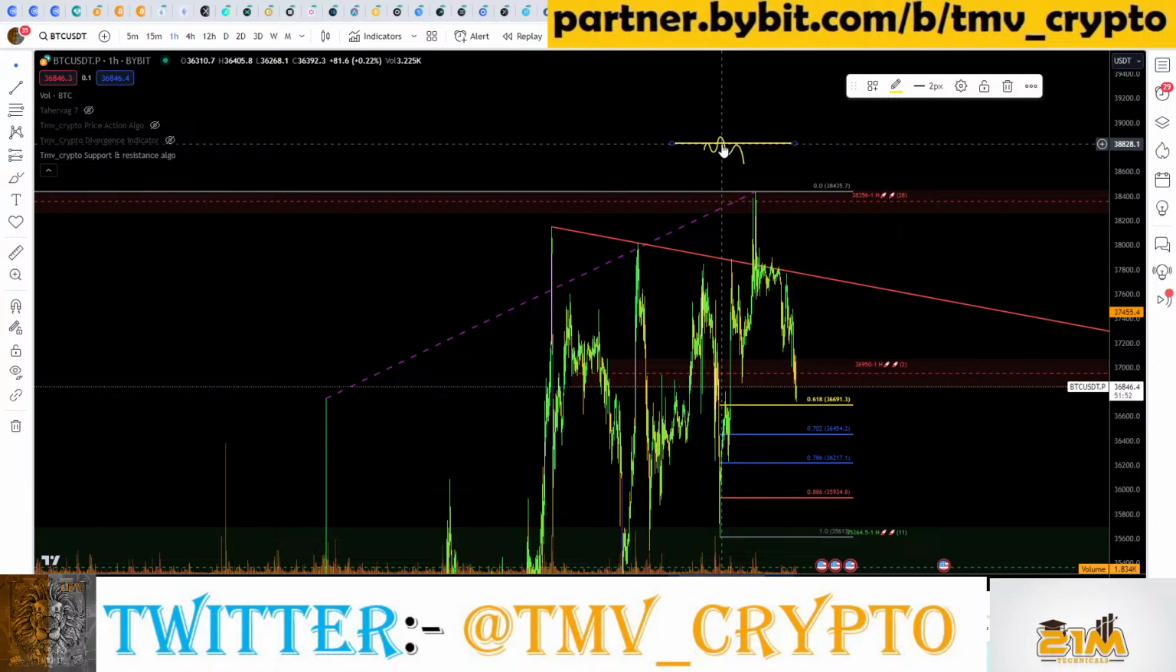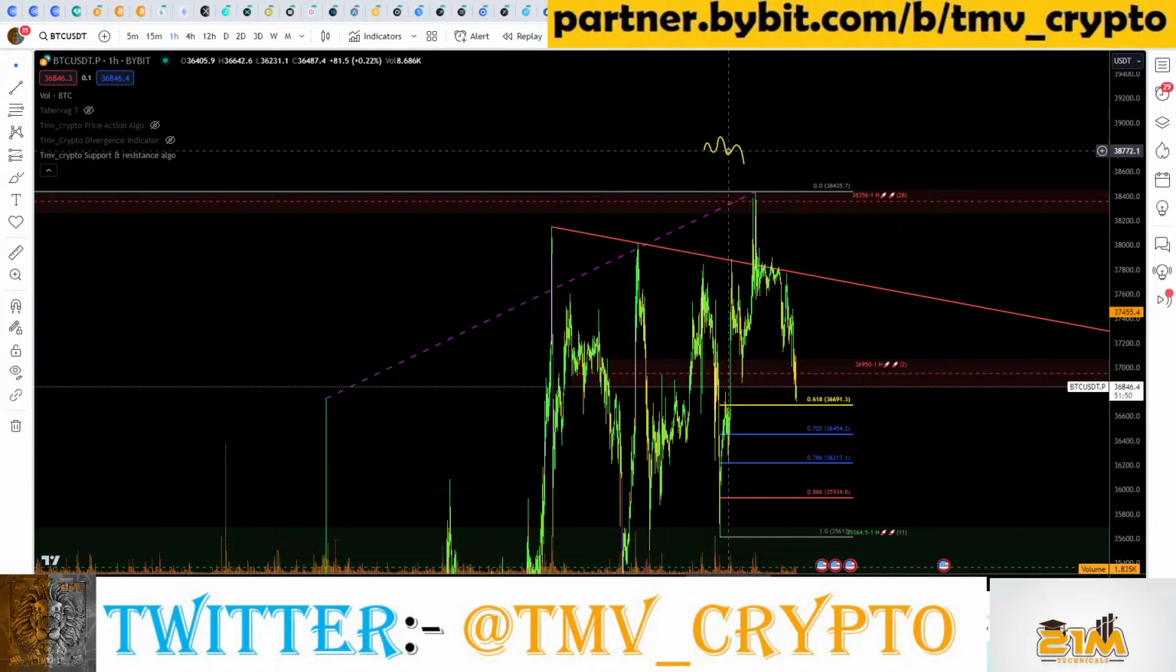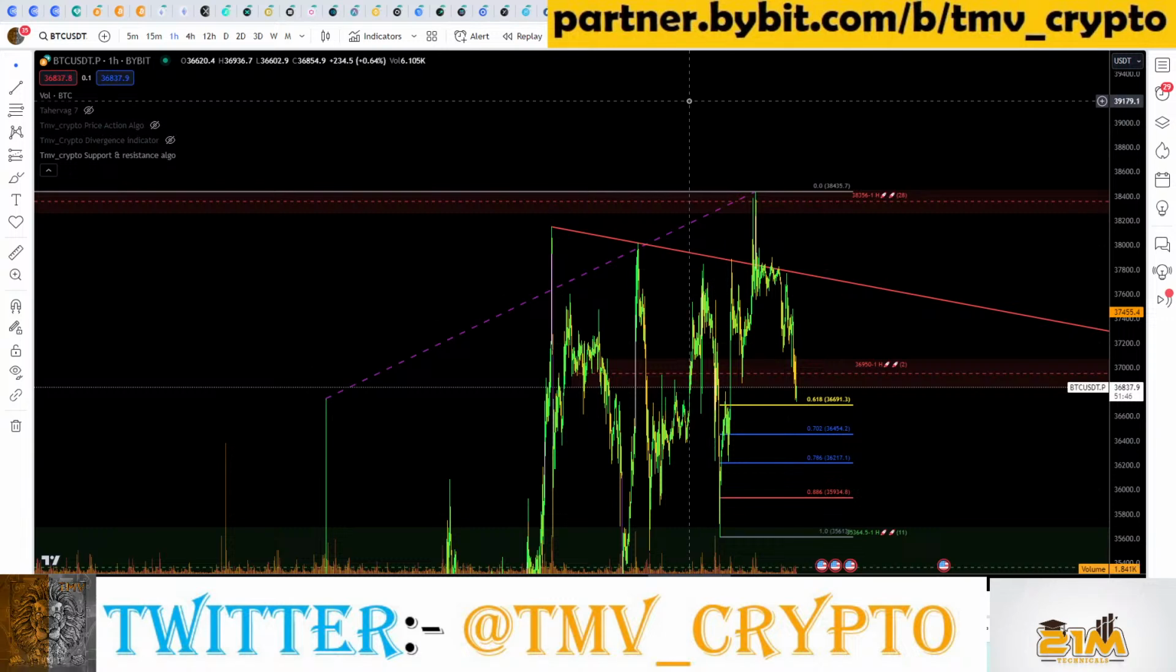Every time frame has different buffer levels. A lower time frame has lower buffers, and the higher the time frame, the more buffer you need to keep. For example, for weekly it would be wise to keep it at 3 to 4%. For daily, it's wise to keep it at 2%. For 4 hours, keep it at 0.5. For 1 hour, keep it at 0.25. And for 15 minutes and 5 minutes, you can even keep it at 0.1 and 0.2%.